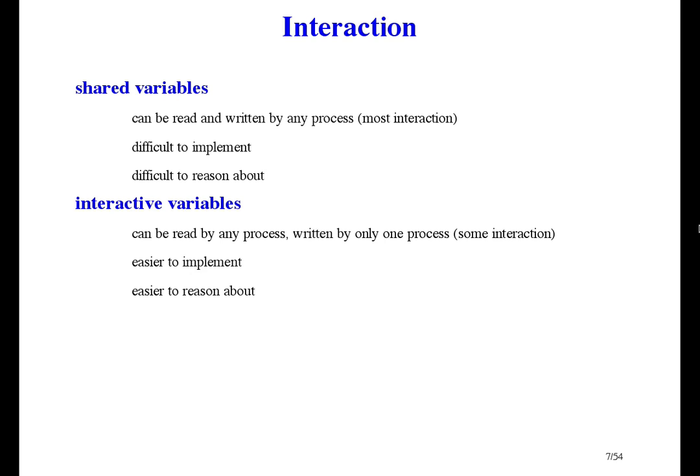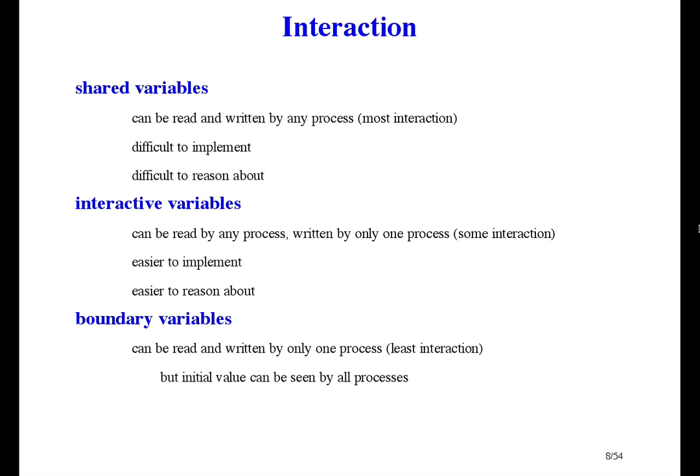If each process has an interactive variable, then you not only get communication from all to all, just like a shared variable, but each process can be selective about where it receives information from. So there's really no loss in interaction, and there's a gain in control.